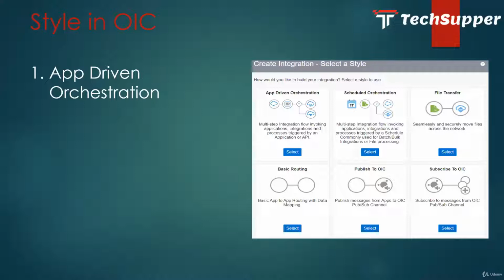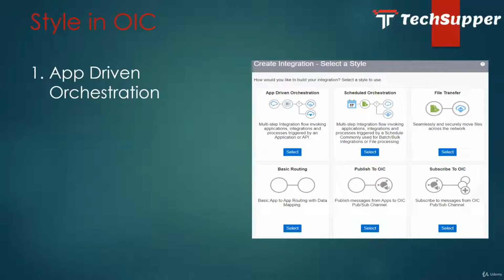One is app driven orchestration. The app driven orchestration is one of the most useful patterns, which can be used to create a complex integration. This is the multi-step integration flow invoking applications, integrations and processes triggered by an application or an API. Whenever you have a requirement to create a real-time integration, you can opt for this app-driven orchestration pattern, wherein you have to create a complex integration, where you have to do massaging of the data.